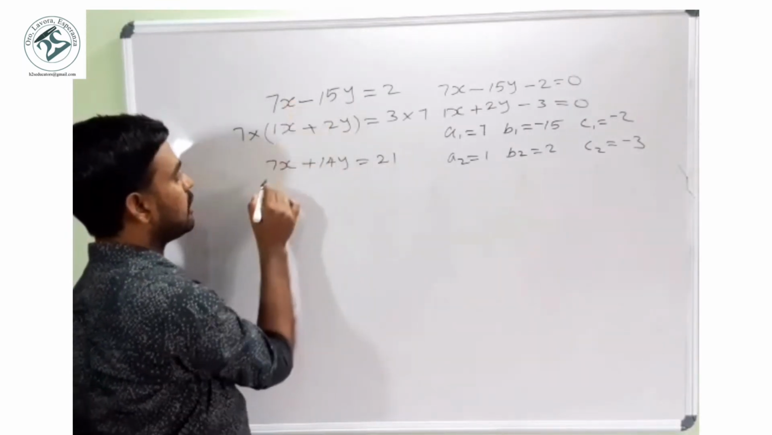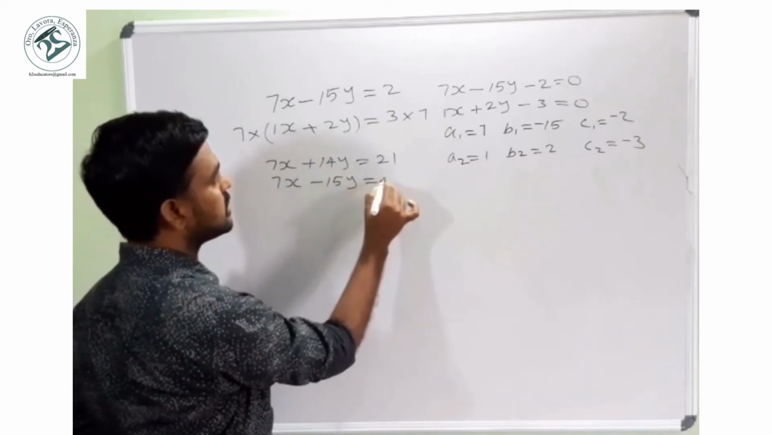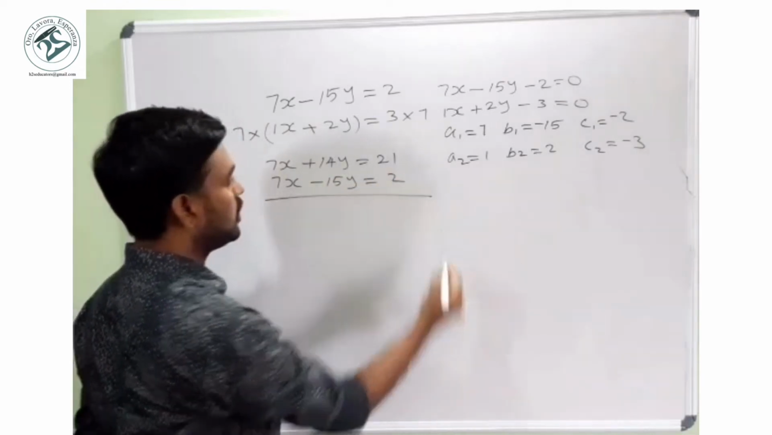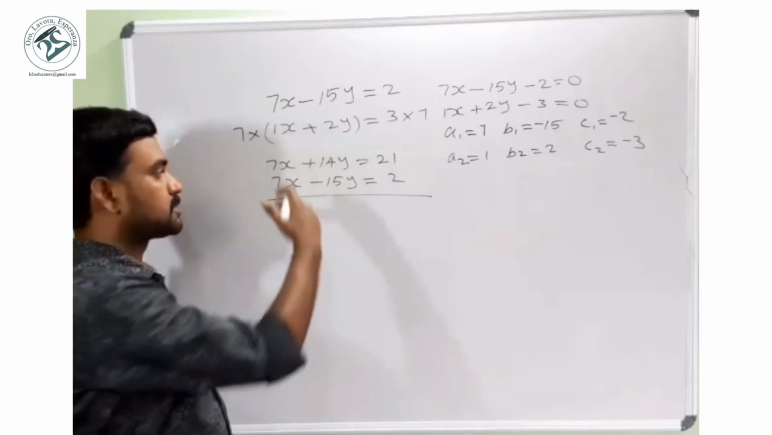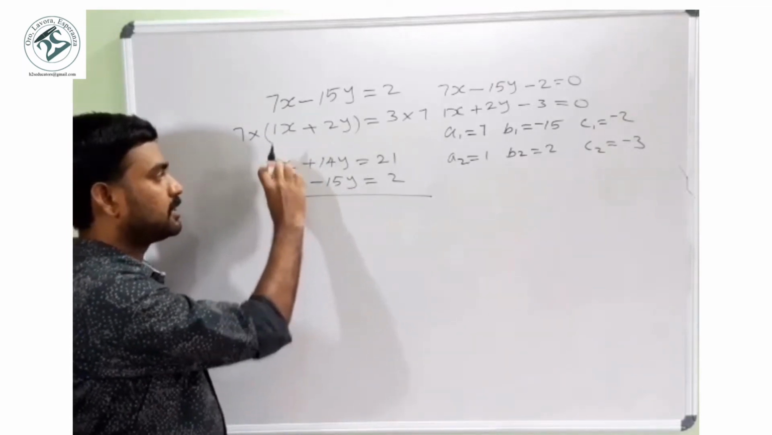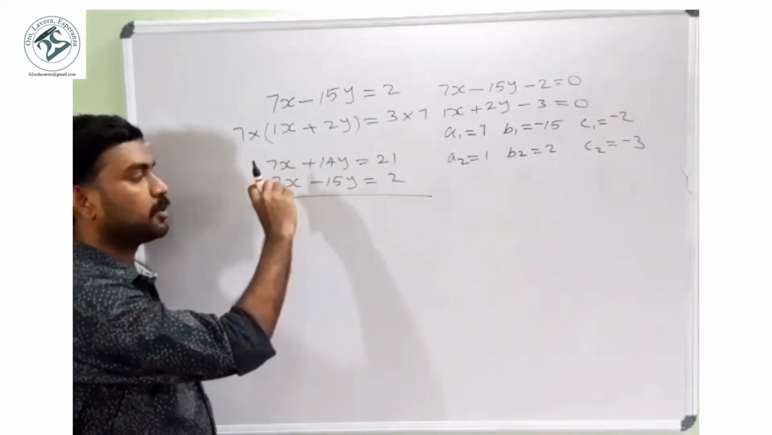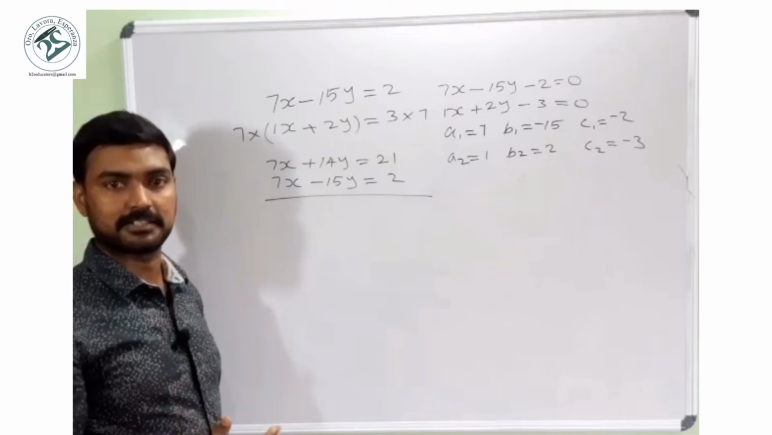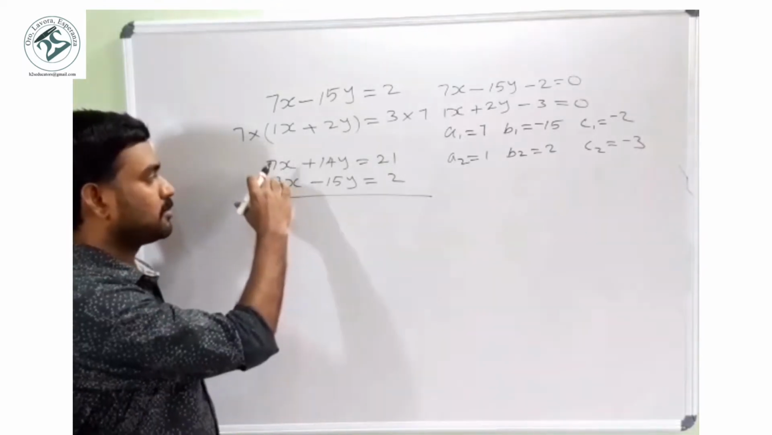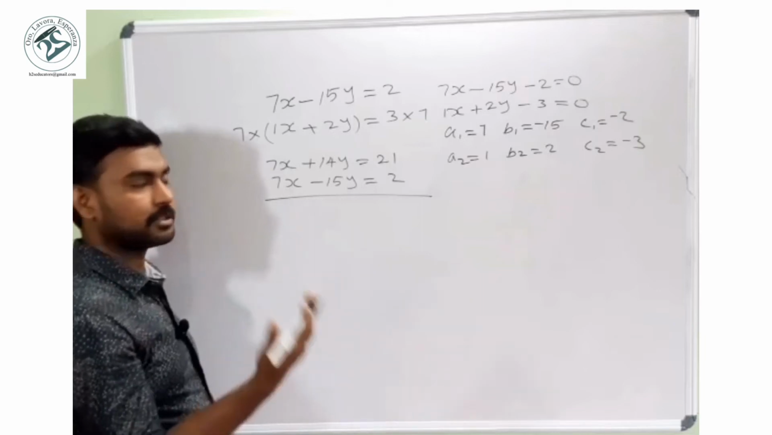Now we can write our previous equation, 7x minus 15y is equal to 2. Now for the elimination purpose we are going to subtract. Here 7x, when subtracting, will be eliminated. Suppose one is positive and one is negative, then you add to eliminate the term. Here both are positive, so we can subtract. So 7x minus 7x is 0. 0 means nothing, no need to write.